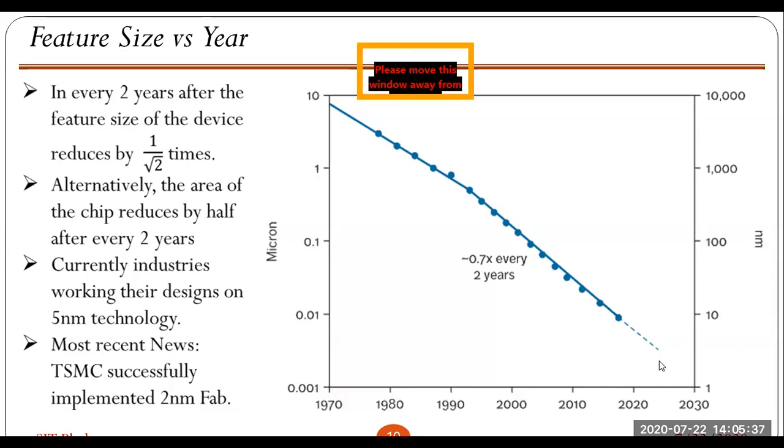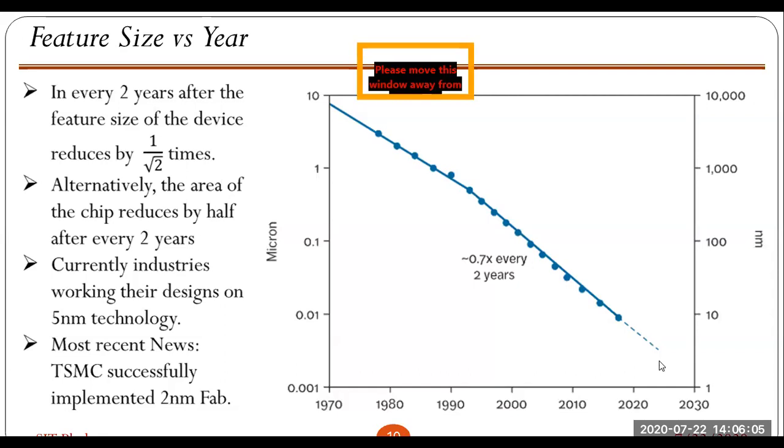1 by root 2. It should be reduced by 1 by root 2. Why is it 1 by root 2? See, suppose for example, for a particular size, one transistor is used. After 2 years, what will we do? The size will be half, yes or not? Yes. But we will use the same transistor.